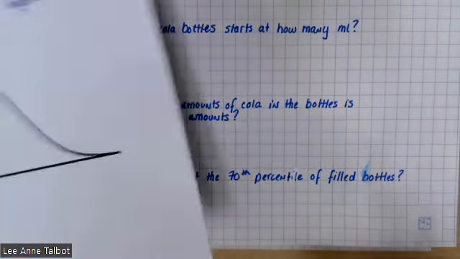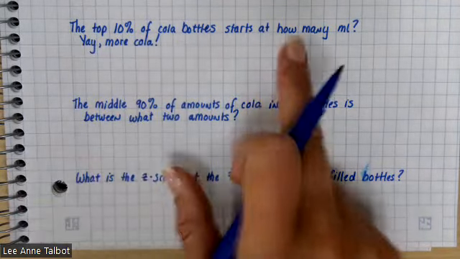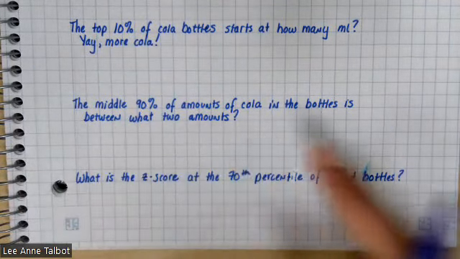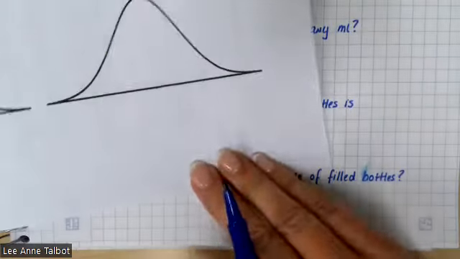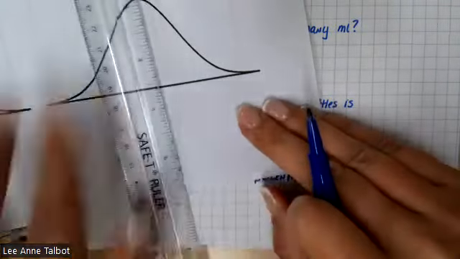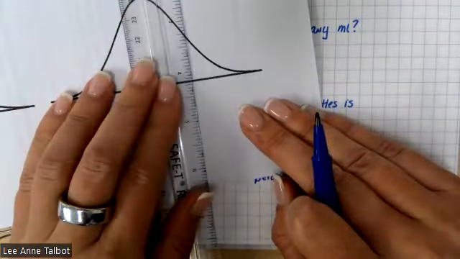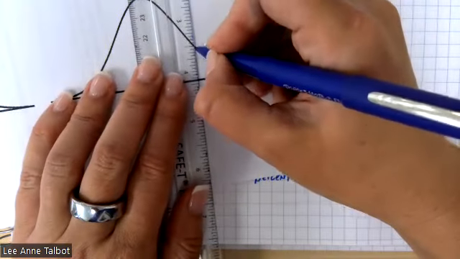All right, so the top 10% of cola bottles starts at how many milliliters? So we are going to mark the top 10%. We're just going to eyeball it. What do we think looks like about 10%-ish?